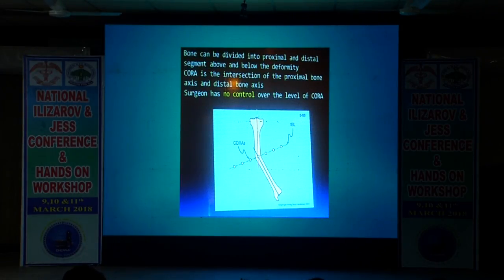Sorry, I think I have one slide missing on that, so I do apologize. But once the CORA is identified, then you just place your hinge, and then you can assemble your frame accurately before the procedure, so that you can do the planning much more easily.